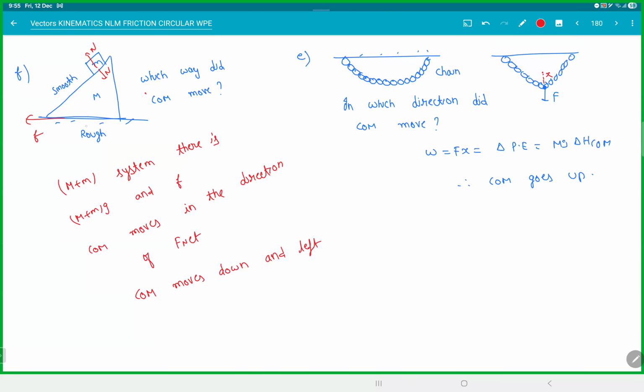Arre God, there is N on the ground also. M plus m g is also an external force. Right, there are vertical forces also. Horizontally, there is only friction. Vertically, N from the ground is also there.